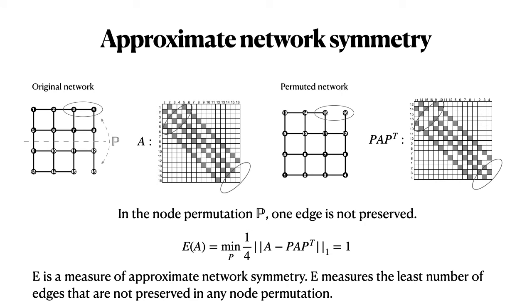So this gives us a way to measure approximate network symmetry, which is defined as E(A), which is minimizing over different possible node permutations the difference between adjacency matrices before and after node permutation. So this E(A) effectively means the least number of edges that are not preserved in any possible node permutation.